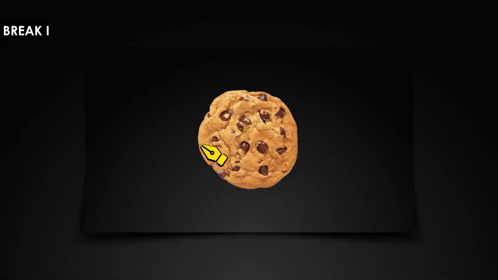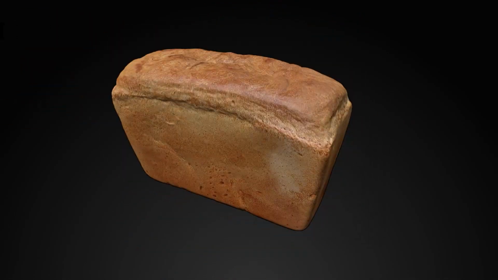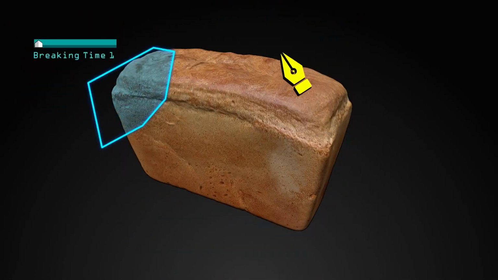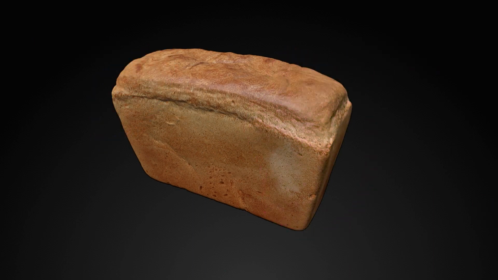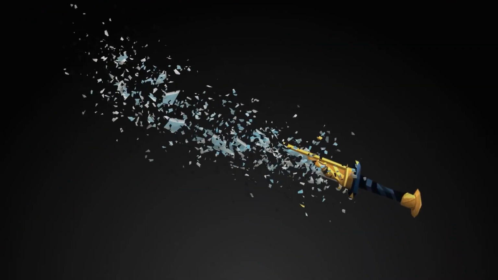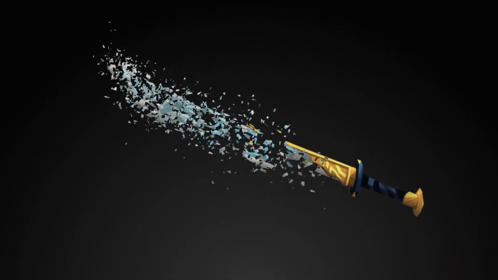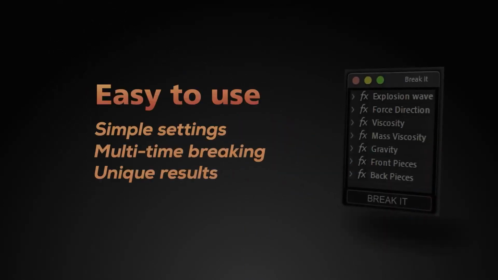With Break It, you can create captivating break effects for your images in just a few clicks. It allows you to achieve multiple breaks at different places. The process involves selecting the subject, masking the desired break locations, and then controlling the break times with markers. It has really simple settings offering control over the explosion wave, force direction, viscosity, gravity, particle size, and number of breaks.